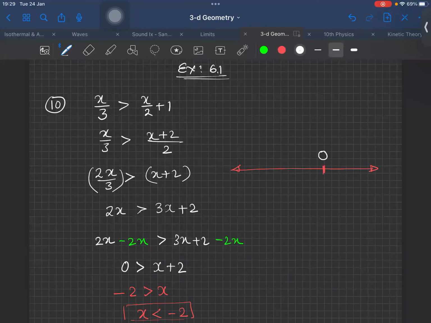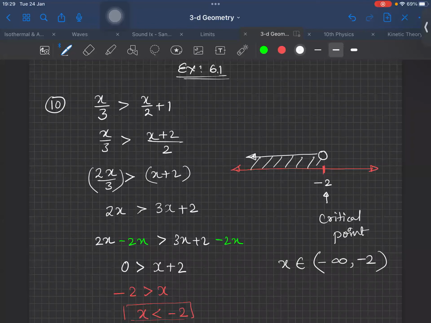That means the open graph, like this. So this is negative 2. It is called the critical point. Okay. So we can write x belongs to minus infinity to minus 2, both open brackets. So all these values are possible except negative 2.